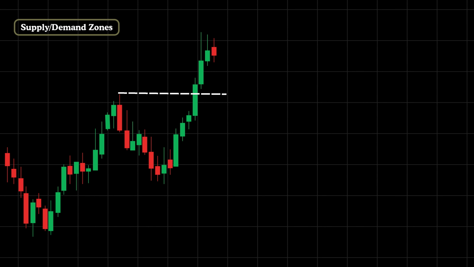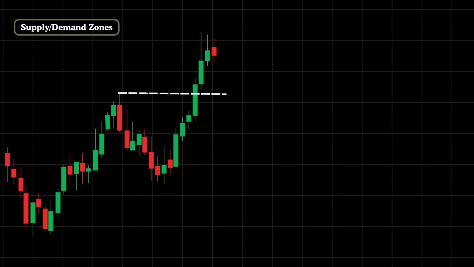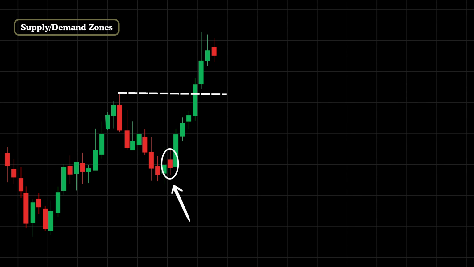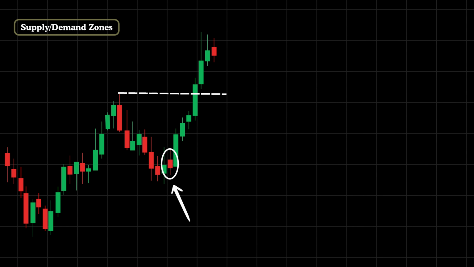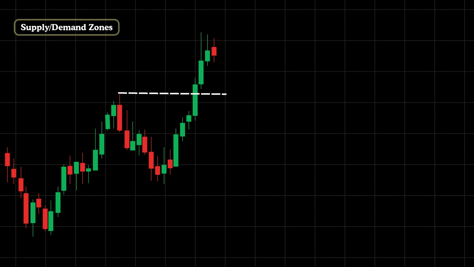In this case, price began its sharp move upwards at this point. To mark the demand zone, highlight the last candle right before that sharp move. Use the rectangle tool to draw a zone from the candle's low to its high. This marked area becomes our demand zone.